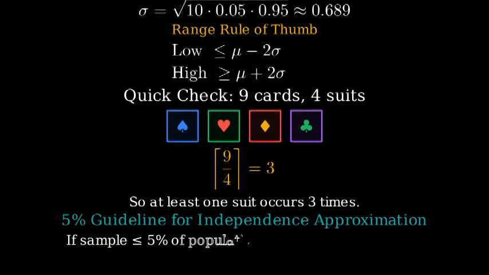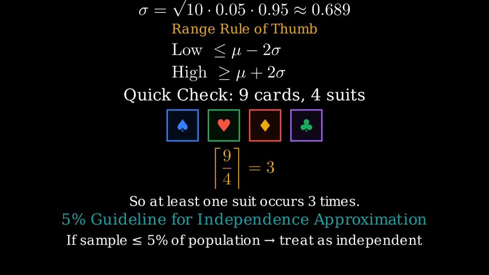A useful practical tip. When sampling without replacement, if your sample size is at most 5% of the population, you may treat selections as independent for easier binomial calculations.